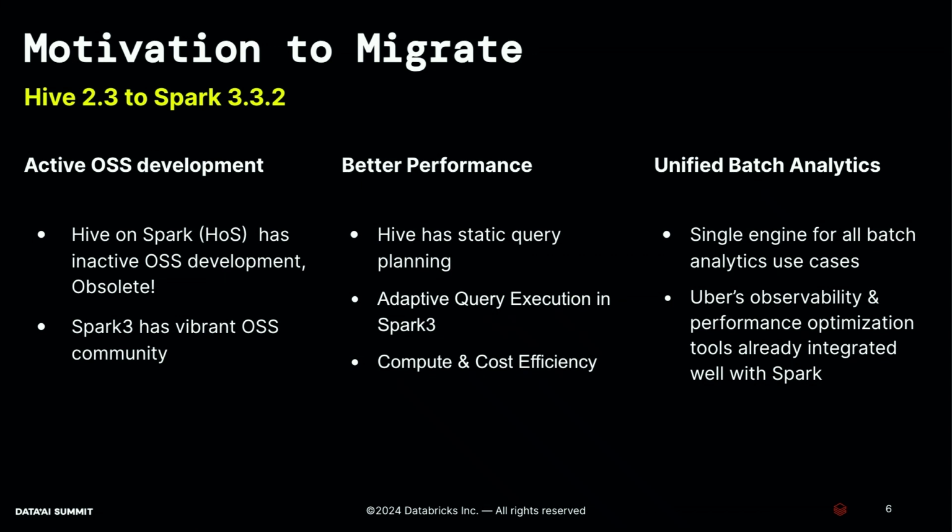So what was our motivation to migrate? Hive on Spark has become obsolete and inactive in OSS, while Spark 3 has a very vibrant OSS community. Performance-wise as well, Hive had static query planning, while from Spark 3 onwards we have AQE, which gives better compute and cost efficiency. And as I already showed, we had Spark on the engine layer already, so we wanted to unify all the batch analytics under one single engine. We also had a lot of observability and performance optimization tools already built and integrated with Spark, and had we gone with another engine, we would be doing that work again.